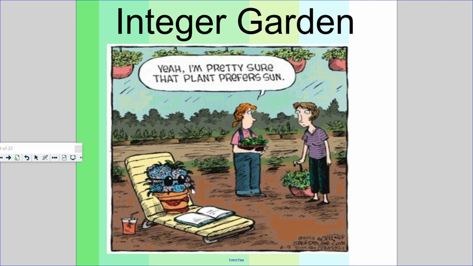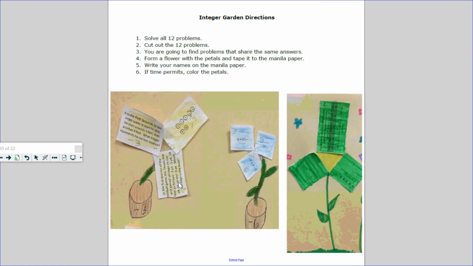Afterwards, we're going to be doing something called integer garden. I'm pretty sure that plant prefers sun, because some plants prefer clouds, some partial sun. And so what you're going to do is you're going to be given some questions, and then you're going to cut them out. After you cut them out, you're going to combine them when they share a like answer and make a flower petal out of it. And that is our study for today.